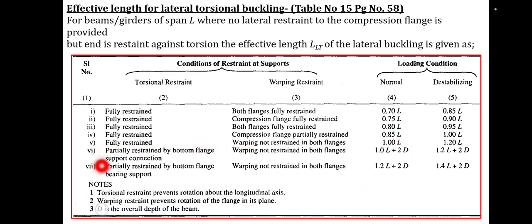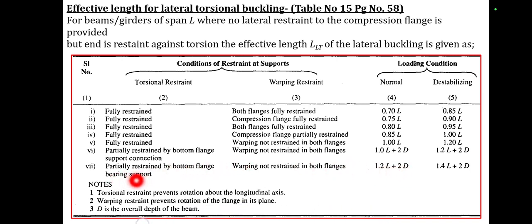Now from the sixth condition, the beam is partially restrained at the bottom flange for the support connection and warping is not restrained in both the flanges. That time, dear student, we have to take the effective length as 1 L plus 2D. And in the last case, where torsion is partially restrained by the bottom flange bearing support and warping is not restrained in both the flanges, the loading condition is normal and the effective length is 1.2 L plus 2D.